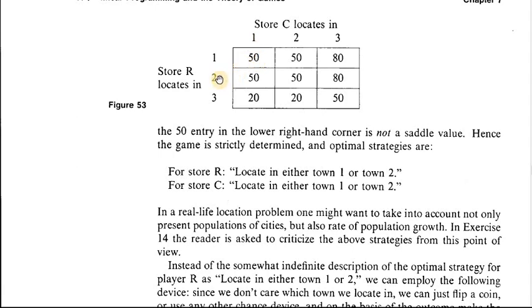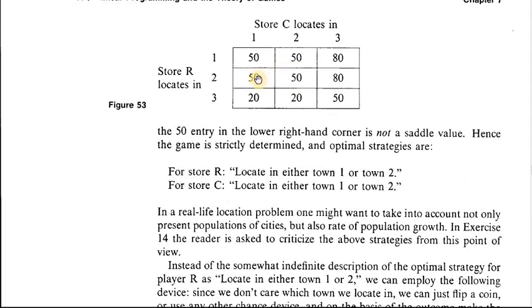But on the other hand, if store R locates in town 2 and store C locates in town 1, he's still going to get 50%. And similarly, if store R locates in town 1 and store C locates in town 2. So you can see from here, it doesn't really matter whether store R locates in town 1 or town 2, he's still going to get 50%. We can check that by looking at the saddle values.